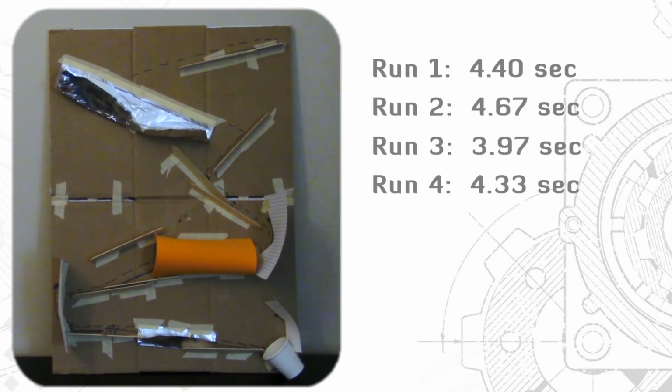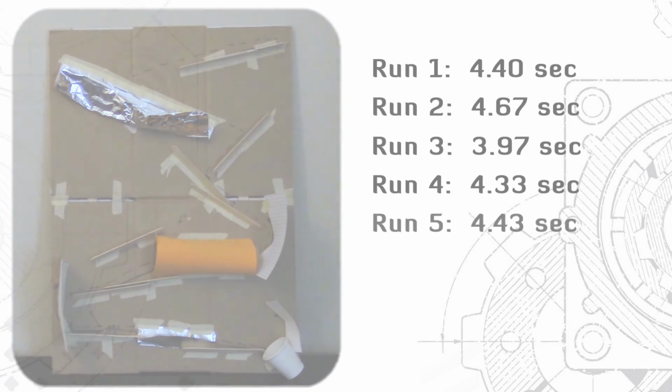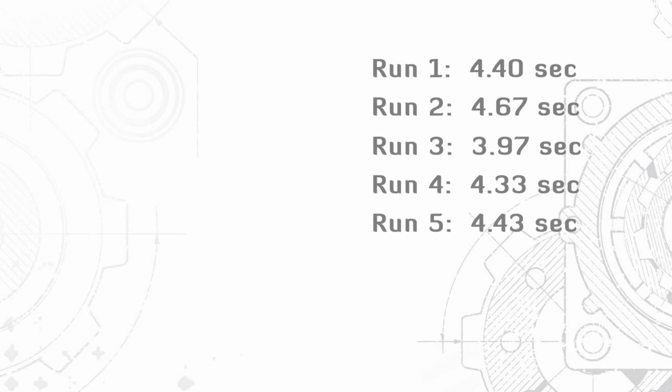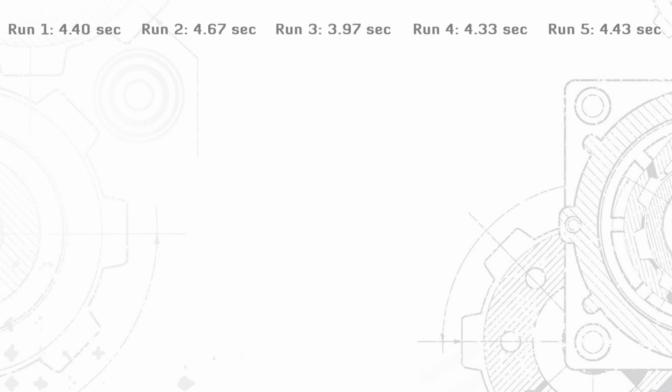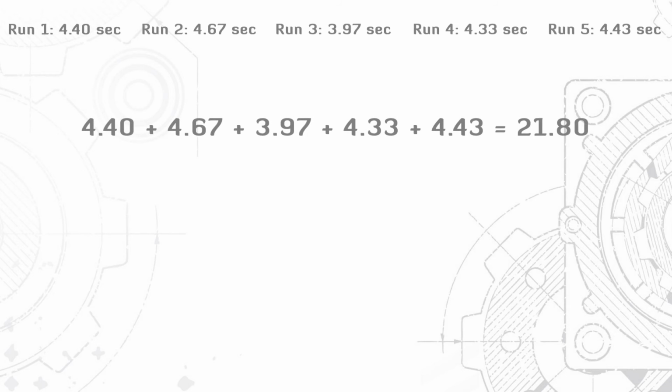Now we're going to take the average of our runs. An average is a calculated central value of a set of numbers, and using an average helps us find more accurate results. Add up all 5 of your times. Now divide that number by 5. This is the average time it took your marble to get through the track.